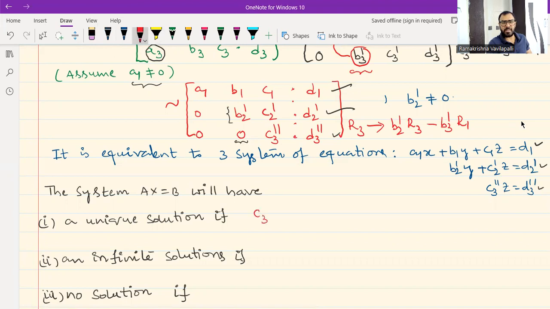So to have a unique solution, we must have that C3 double dash is not equal to 0. If C3 double dash is not equal to 0, which means that determinant of A is not equal to 0. So in any system of linear equations, if the determinant of the coefficient matrix is not equal to 0, then the system will have a unique solution. Right. So here the simple concept is after reducing into this format, this is the row reduction, only one step: that C3 double dash is not equal to 0, then it will have a unique solution.